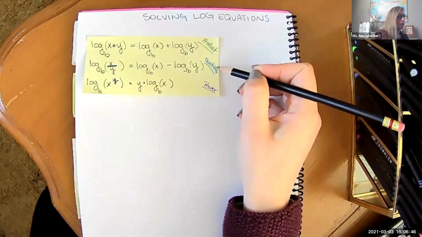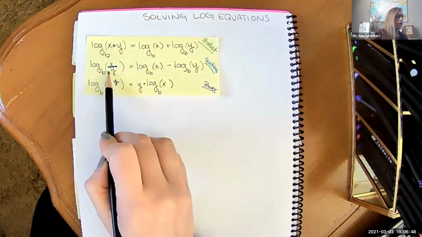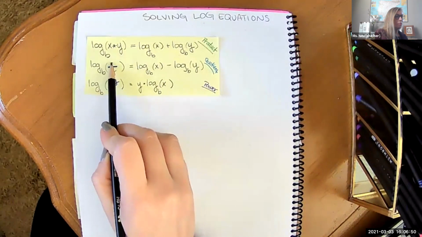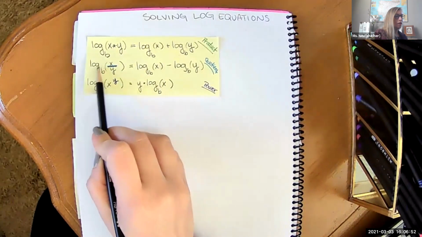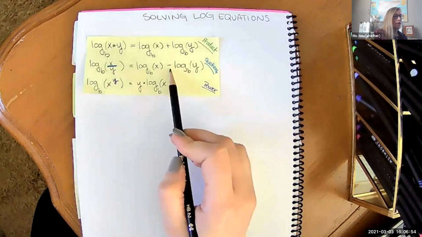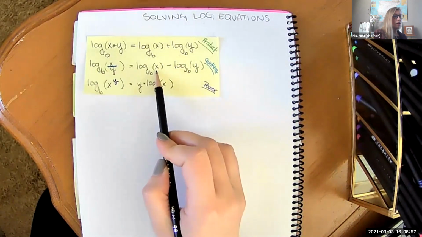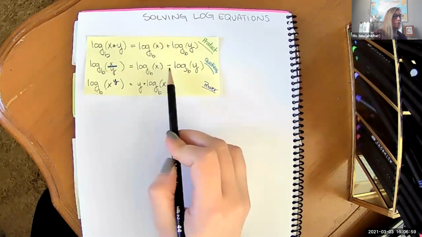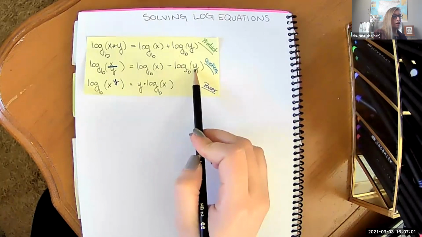The other thing is the quotient rule. Whenever you have a number divided by a number that you're taking the log of, you can rewrite that as, notice the numerator on top comes first, minus the log of the thing that was in the denominator.